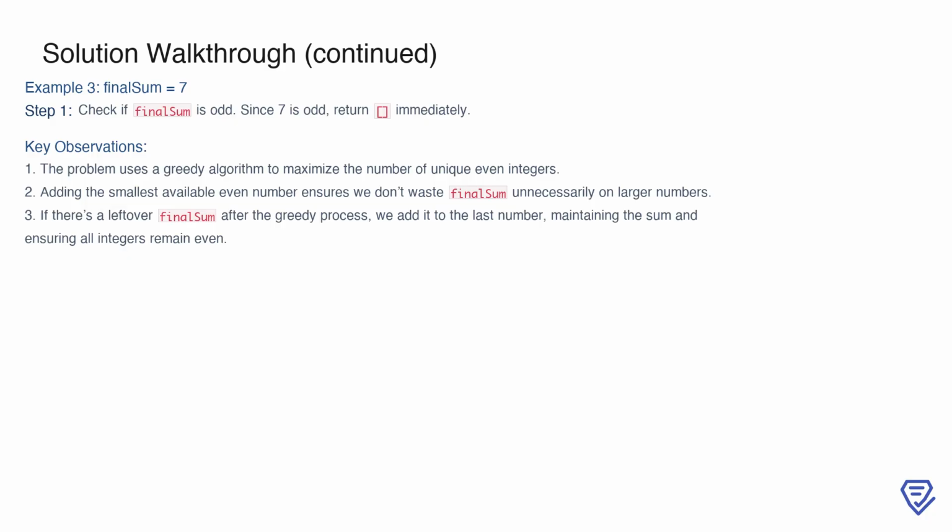First, the solution uses a greedy algorithm to maximize the number of unique even integers in the result. By always adding the smallest available even number, we ensure that we efficiently use the final sum without wasting it on larger values prematurely. Additionally, if there's any leftover final sum after the greedy process, we add it to the last number in the result. This adjustment maintains the sum while ensuring that all numbers remain even. These principles make the solution both efficient and straightforward to implement.